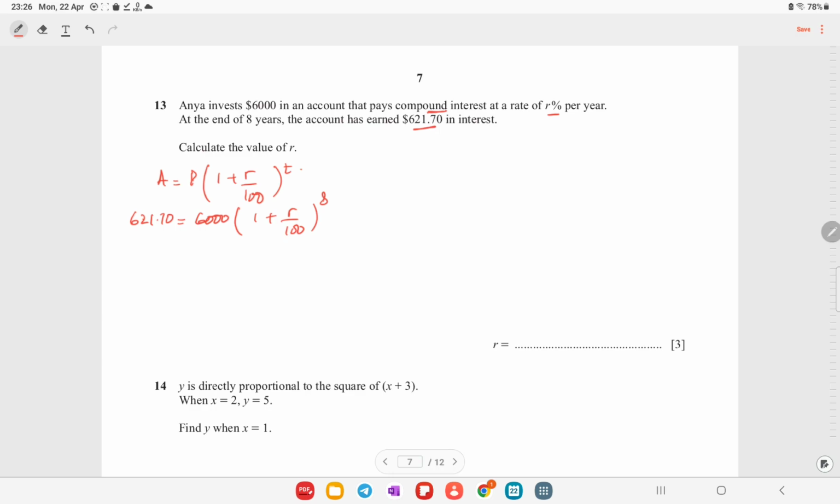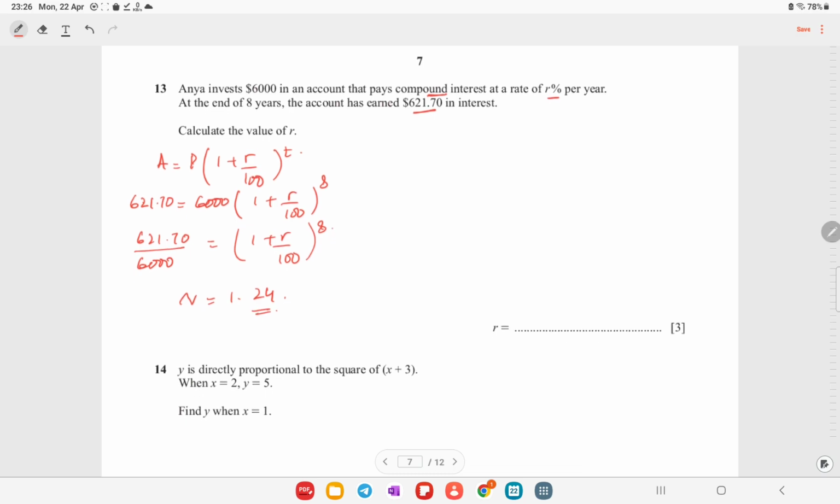Now you have to solve this question, and before that you move this 6 over, 1.70 divided by 6,000, and then it's going to be 1 plus R over 100. Then you have to do the simple math, taking the cube root on both sides, and then it's going to be R, which is going to be 1.24. This is the rate at which you are, basically this is the value of R over here.